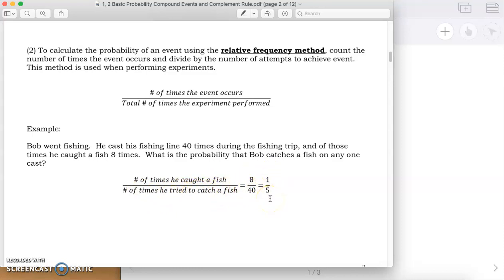Now, this one's actually kind of important, and we use this a lot in the world of statistical modeling. You're using historical data to help you decide what the likelihood of it happening again is. So while it's not exact, it definitely gives you a good idea based on your experience.